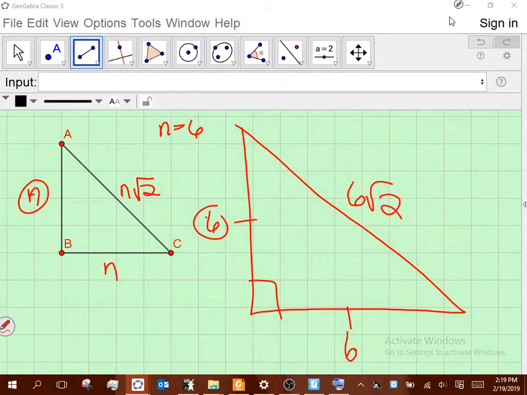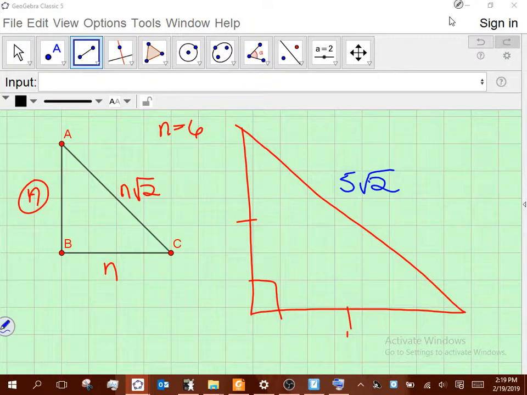6 radical 2. I plug that n in right there, and it gives me 6 radical 2. Is that something we can do? What if I do this? What if I say this hypotenuse is 5 radical 2? Okay, so I match my two triangles up, right? What would overlap?